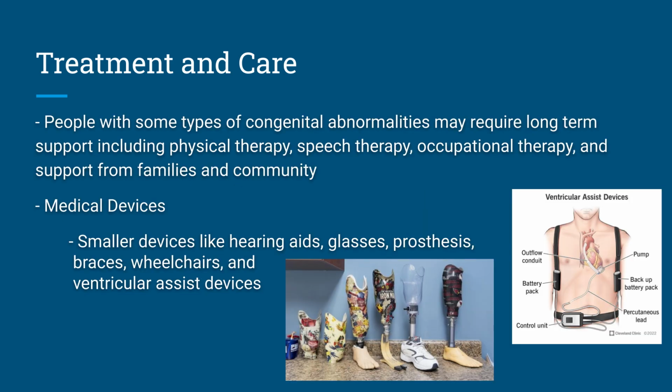Other types of treatment for certain congenital abnormalities may require long-term support, which can include physical therapy, speech therapy, occupational therapy, and support from families and community. This can include the utilization of a wide range of devices such as hearing aids, glasses, prostheses, wheelchairs, and even more extensive devices such as ventricular assist devices.